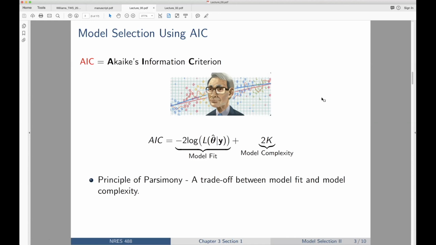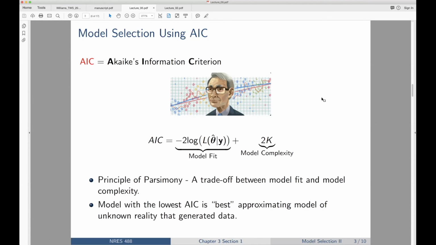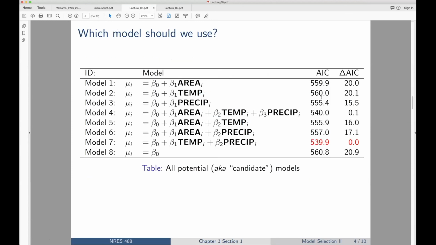So this is the principle of parsimony, a trade-off between model fit and model complexity. We don't want to overfit our data because we want to figure out what the underlying ecological trend is. But we want a model that's useful in prediction. And the model with the lowest AIC is the best approximating model of the unknown reality that generated the data.